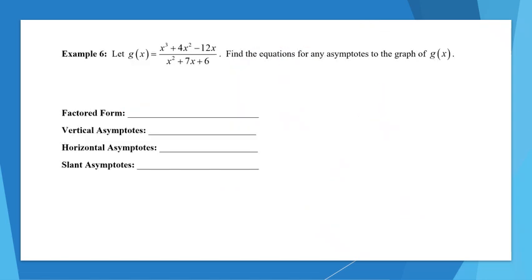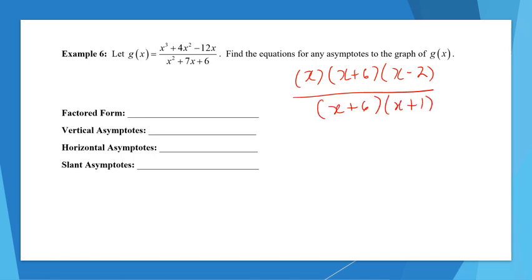All right, number 6, find the equations of the asymptotes of the graph of g of x. So first let's find it in factored form. If we factor the top, you should get x, and then x plus 6, x minus 2, all over x plus 6, x plus 1. That should be right in factored form, so let me write that there: x plus 6, x minus 2, x plus 6, x plus 1.